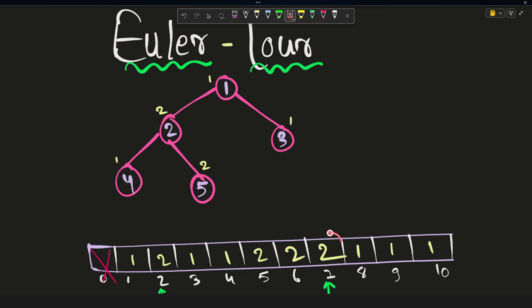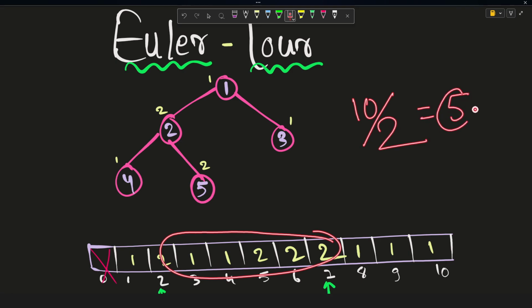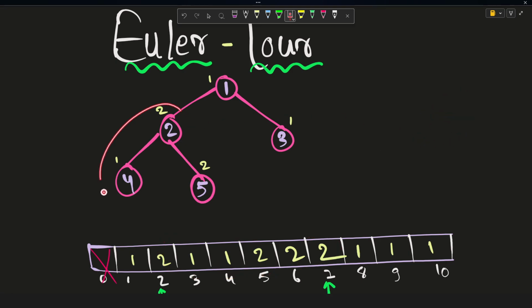And if you took the range sum of this range, it will be equal to 10: 2 plus 1 plus 1 is 4, plus 2 is 6, plus 2 is 8, plus 2 is 10. Why did this happen? Because each and every node was coming twice, so the values also got added twice. So whatever range sum we got here, that is 10, just divide it by 2, and we will get the subtree sum of this subtree.